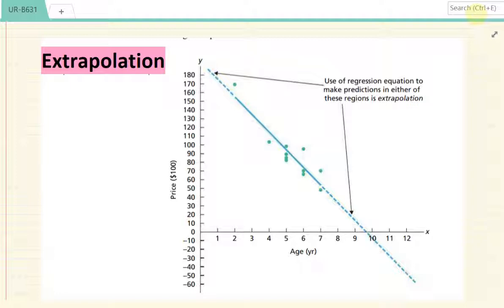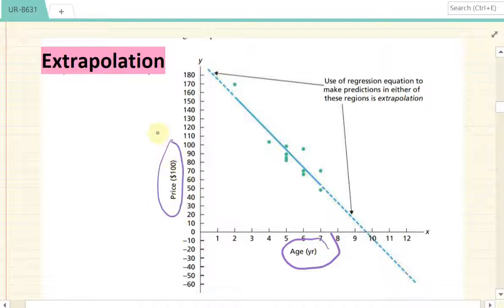Now, one thing about this chart that you're looking at, this graph. Don't worry about what these are, but if you're curious, these are the ages of, I believe, Orion automobiles, and this is the price of those automobiles in hundreds of dollars. So for example, this number right here, 140, means $14,000. That's what the y-axis is.